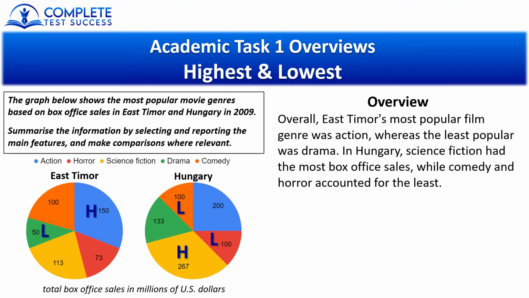Now, you do need to be careful with what language you use in the overview. Just because we're looking for the highest and the lowest values doesn't mean that we will use the words highest and lowest in our answers. For example, in this question, we needed to use the phrases most popular and least popular. So just like before, we might end up with predictions for questions like this as well.